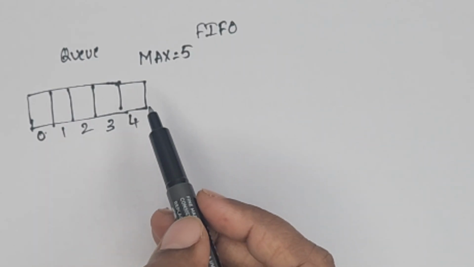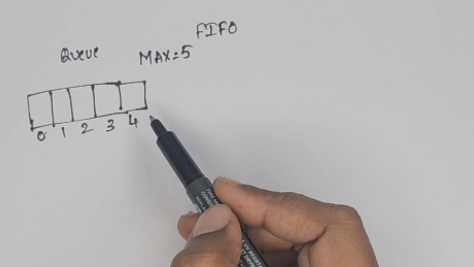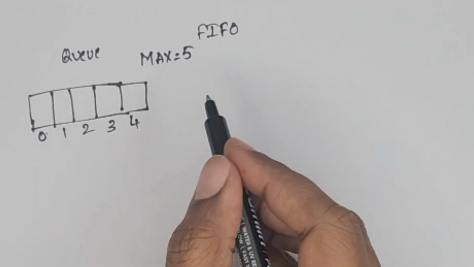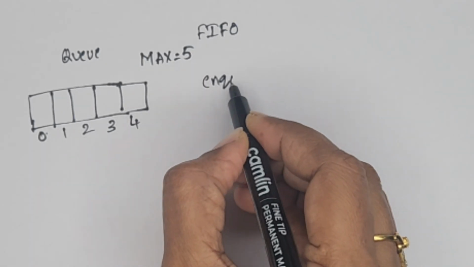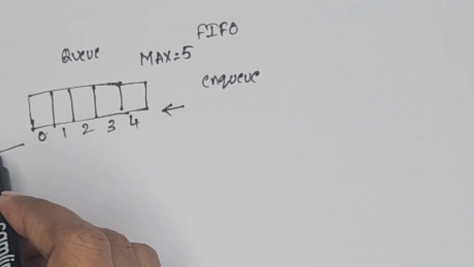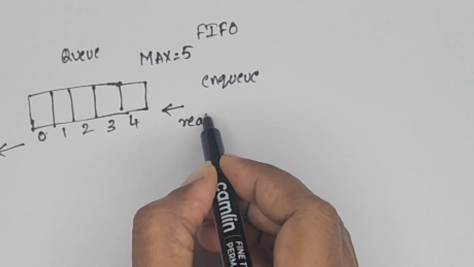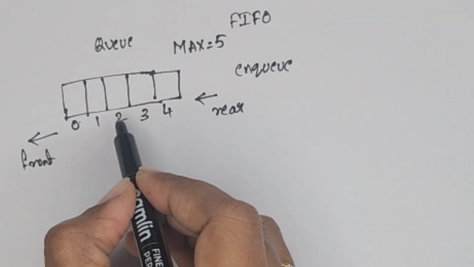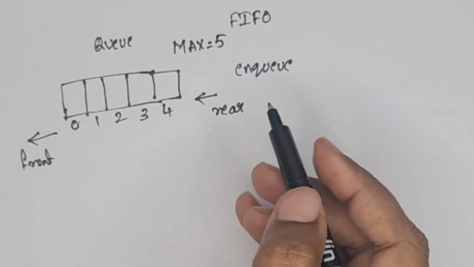Fine. Now, what are the operations we can perform in queue? We can insert the elements, we can remove the elements. Insert is nothing but enqueue. So there are two endpoints in queue. One is rear and another one is front. This is rear and this is front. Okay, from the rear side we have to insert the element.